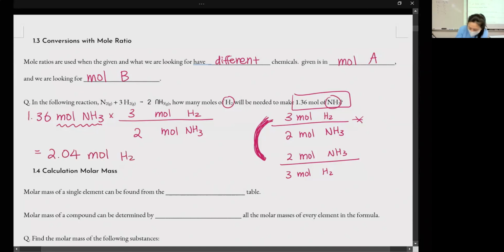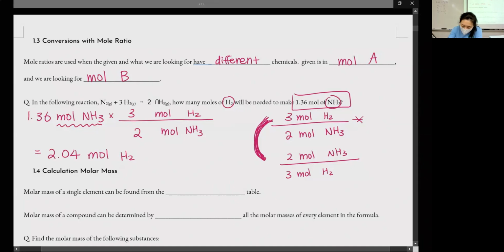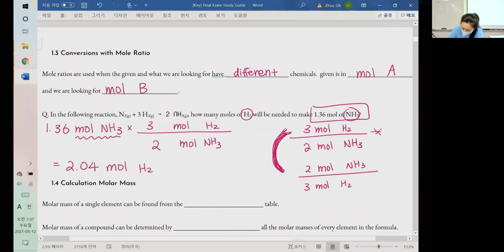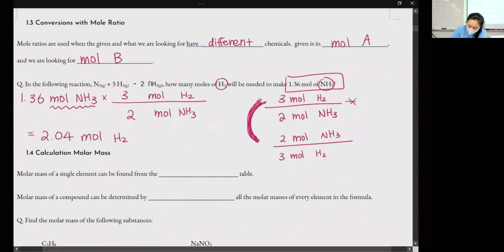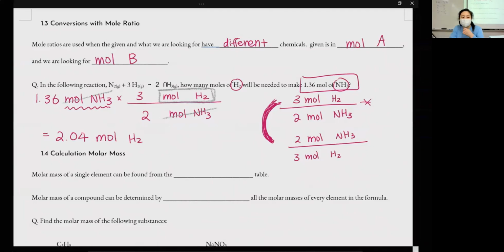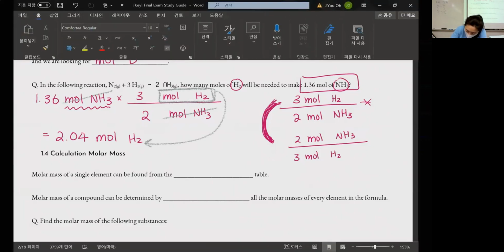Okay, again, I'll show you which ones are going to be canceled. So there we go. Because the mole of NH3 and mole of NH3 get canceled, the only unit being left over would be mole of H2. So that's why our unit over here is going to be mole of H2. And the calculation is, again, 1.36 times 3 divided by 2. So that will be the final answer.